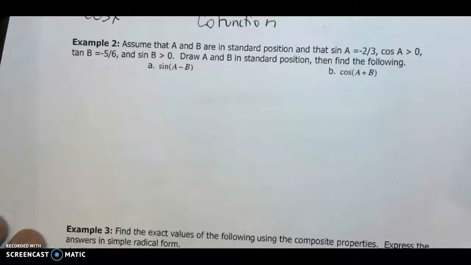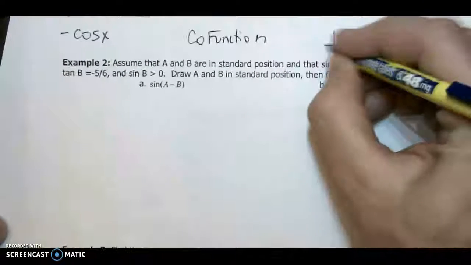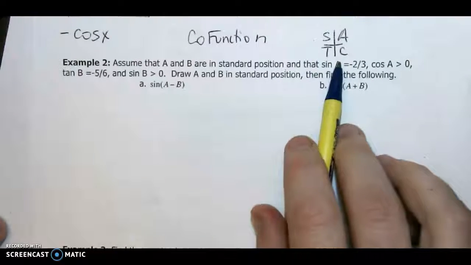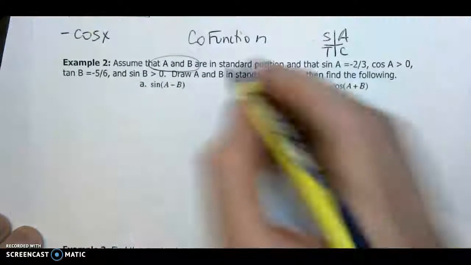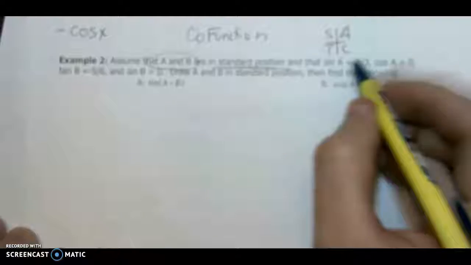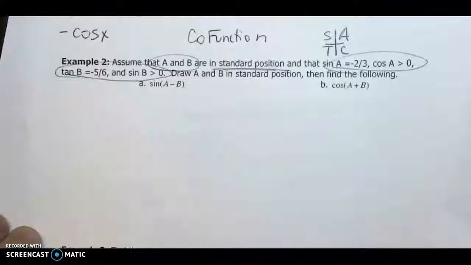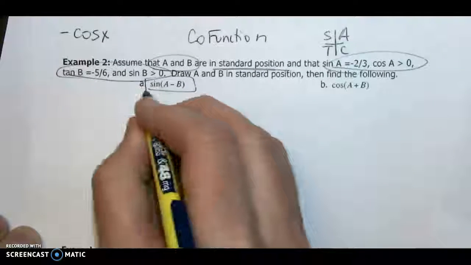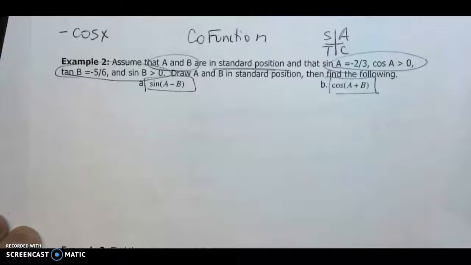In example 2, we're going to look back at what we talked about in chapter 1. And we're going to remember that "all students take calculus" tells us where the trig functions are positive in each quadrant. And then we're going to draw angles A and B in standard position using this information. They give us 2 pieces of information for A. They give us 2 pieces of information for B, and those help us narrow down which quadrant the angles should be drawn in. And then after we draw them, they want us to use our properties to evaluate sine of A minus B and cosine of A plus B.